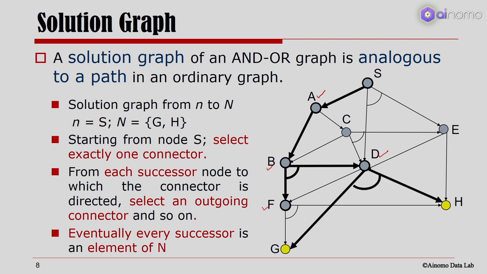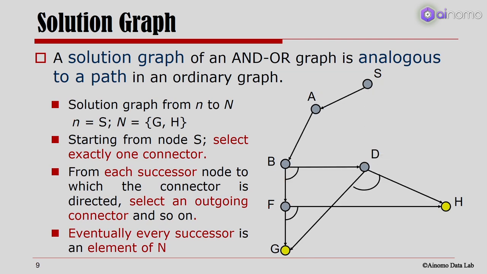So we solve D by going to G and H, and now we solve F, which is a 2 connector again leading us to G and H one more time. So after we have traversed from S through A to B via F and D, we have arrived at G and H, which is the set that we want to have arrived at from N. So this is the solution graph.